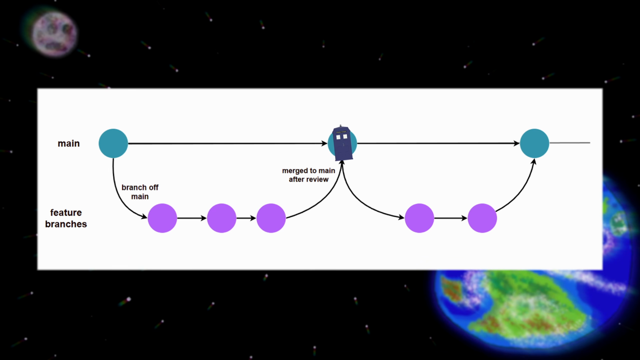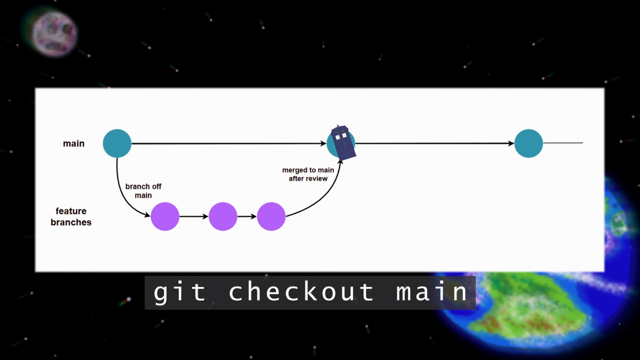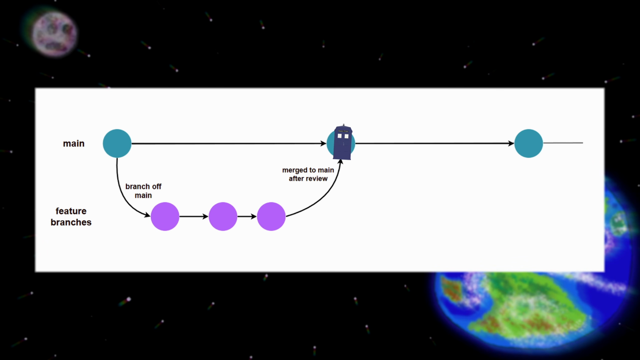Branches also provide the easiest way to revert to a working state. If you're working on a branch and something breaks, you can always check out main and go back to where you started. And that's a basic idea of Git.